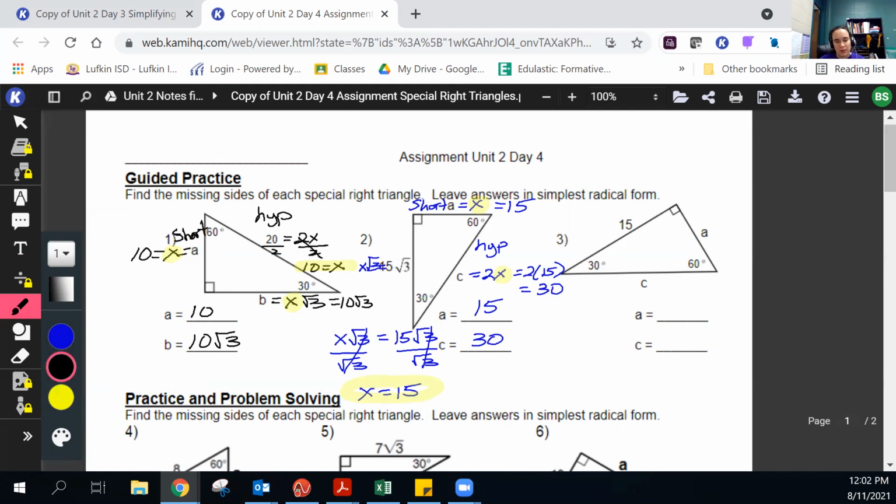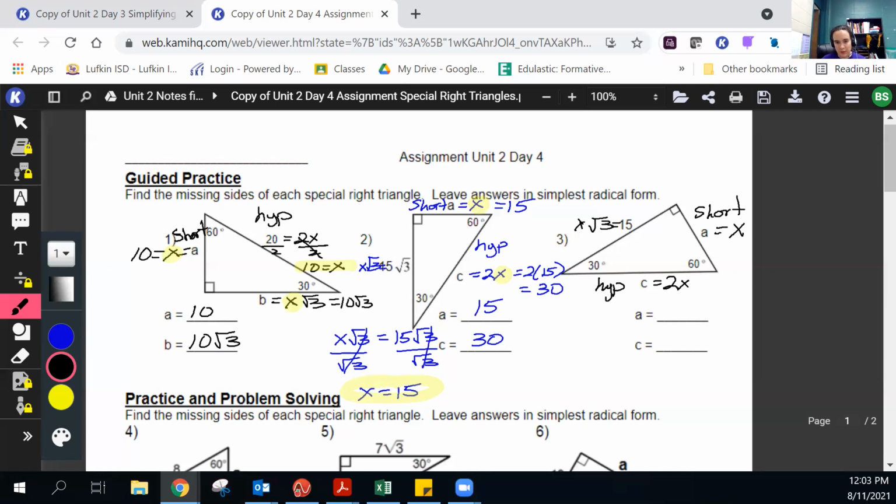And our last problem on the guided practice. Again, we have a 30, 60, 90 triangle. Across from that right angle is our hypotenuse, and our hypotenuse in a 30, 60, 90 triangle is 2x. Then we need to look for our short side. Our short side is across from 30 degrees, and our short side is x in a 30, 60, 90 triangle. That leaves us with our last side being x times the square root of 3.